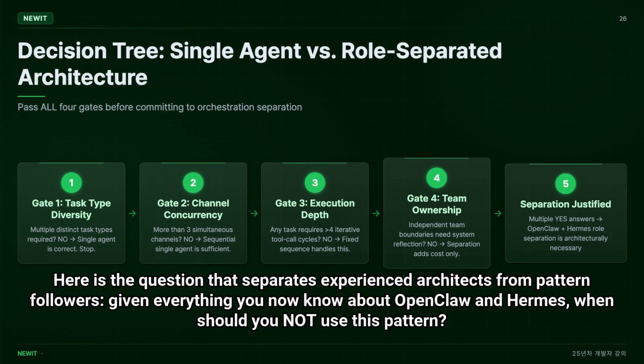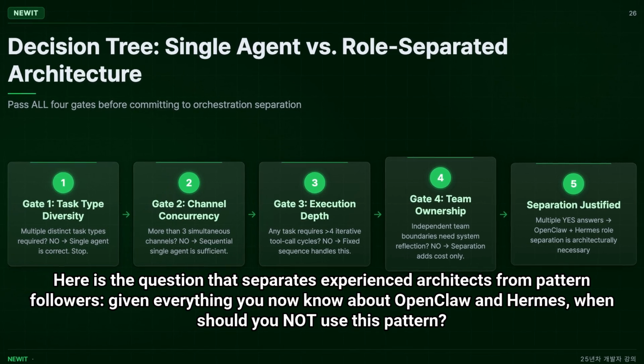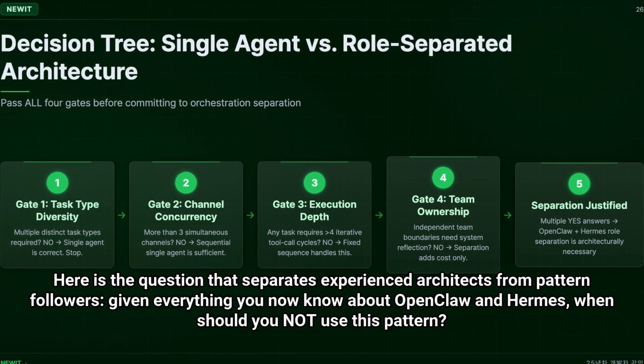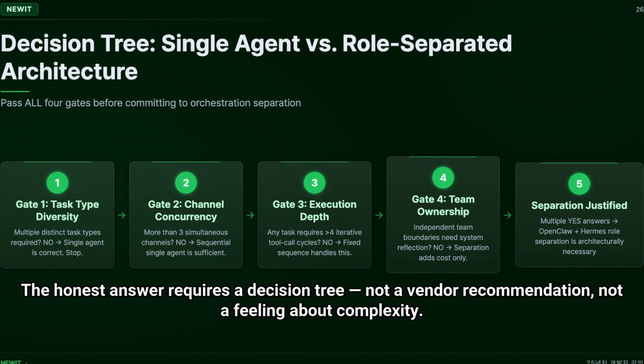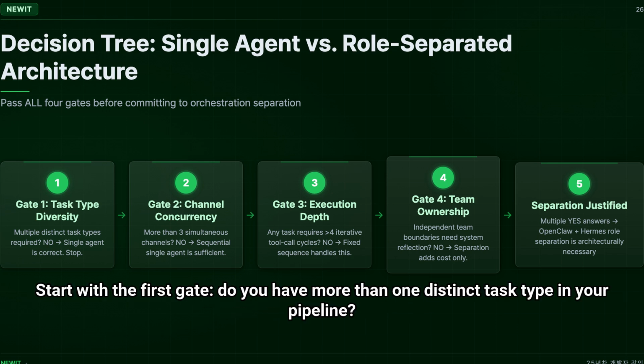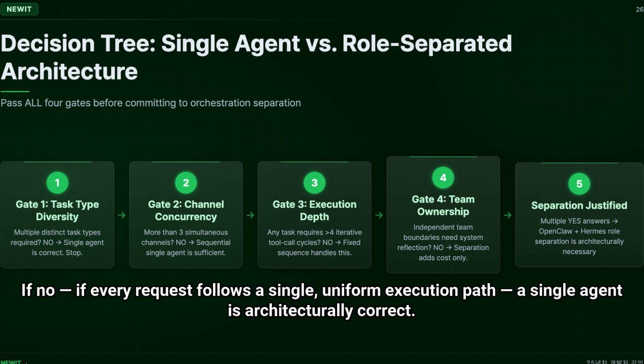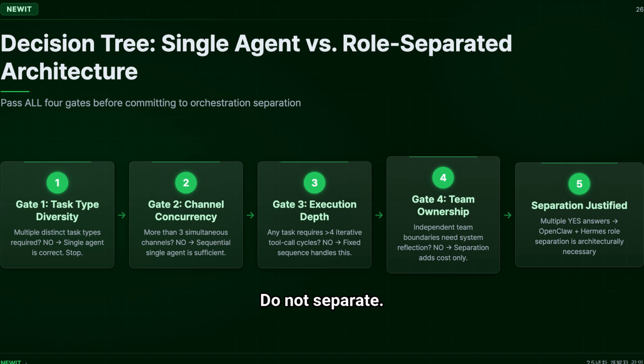Here is the question that separates experienced architects from pattern followers. Given everything you now know about OpenClaw and Hermes, when should you not use this pattern? The honest answer requires a decision tree, not a vendor recommendation, not a feeling about complexity. Let us walk through it precisely. Start with the first gate. Do you have more than one distinct task type in your pipeline? If no, if every request follows a single, uniform execution path, a single agent is architecturally correct. Stop here. Do not separate.